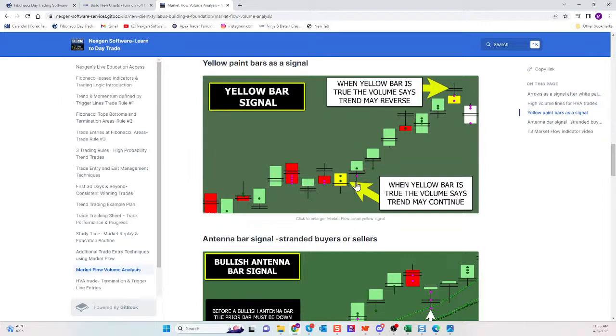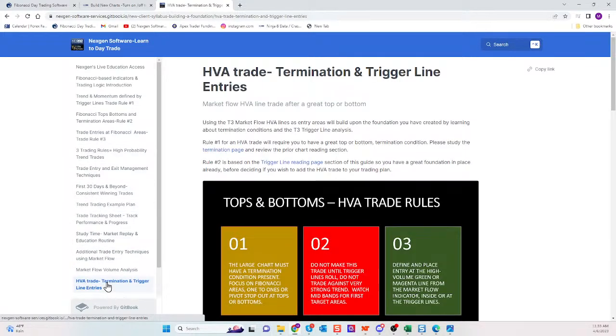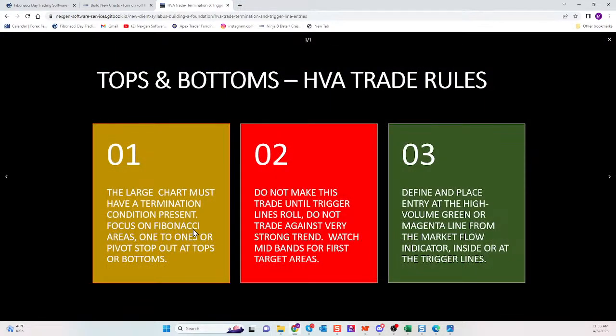So that's the first way that I use it. So Safia, the second way that you're going to use market flow is with the HVA trade. The HVA trade relies on a market flow chart. And just like the high probability trend trade, guys, it has rules. And you have to follow them, right? You have to know if your rules are true in order to see whether or not you need market flow.